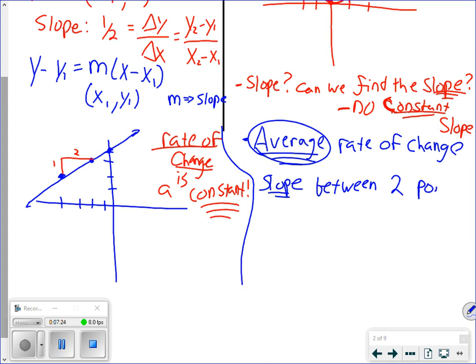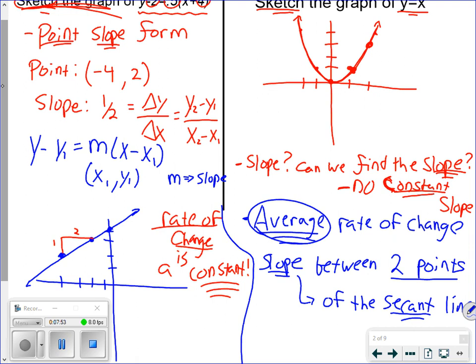2 points. Or another way of saying the slope between 2 points is the slope of the secant line. All right, the slope of the secant line. And remember what a secant line is from way back when. A secant line is just a line that intersects at 2 points in the graph. Okay? So for instance, if I wanted to know the average rate of change between the point (0, 0) and the point, how about right here, (2, 4). All right?